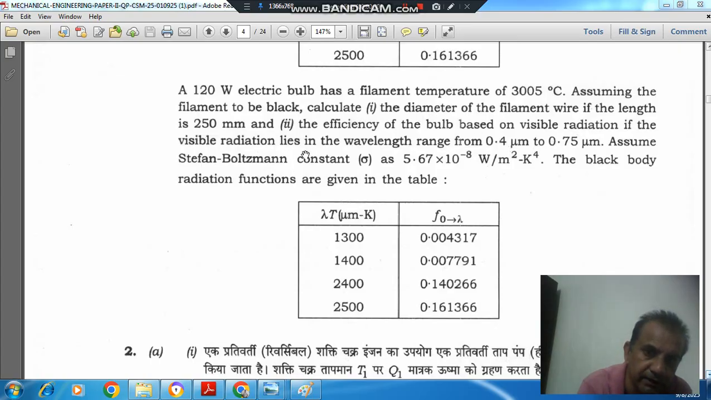Visible radiation lies in the wavelength range from 0.4 micrometer to 0.75 micrometer. Assume the Stefan-Boltzmann constant sigma as 5.67 × 10^-8 watt per meter square per Kelvin^4. The black body radiation functions are given in the table, with lambda T and the black body radiation function.